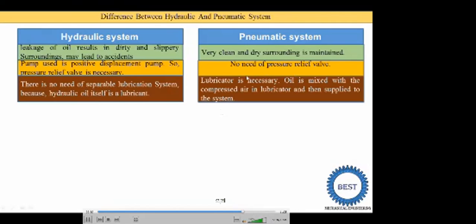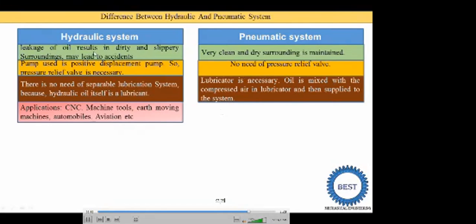In a pneumatic system, a lubricator is necessary because we use air as the working substance, and air is not itself a lubricant. So we require a lubrication system in pneumatic systems. Oil is mixed with the compressed air in the lubricator, and then it is supplied to the system.